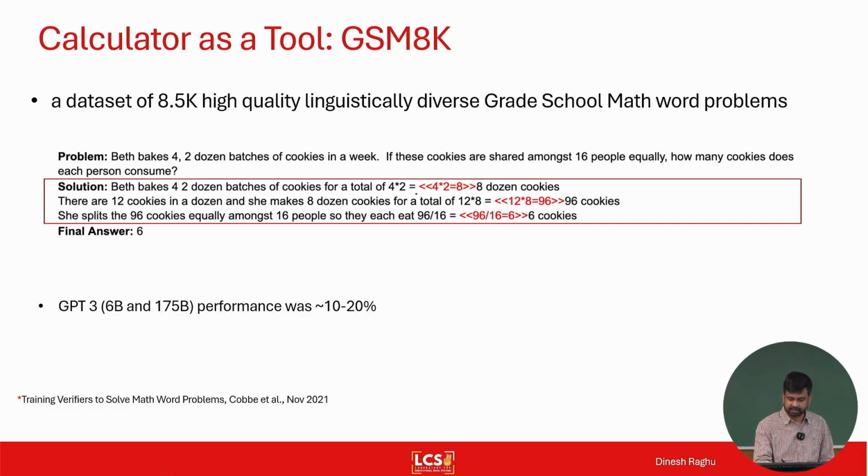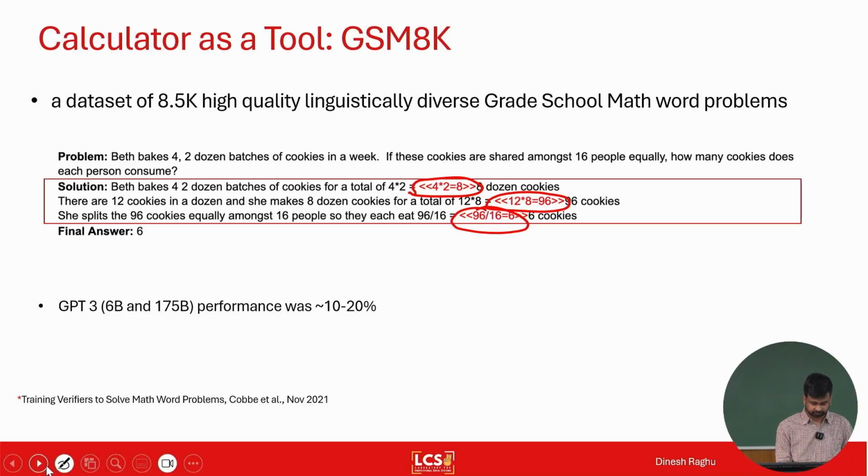So they basically annotated this part, right, which is, in order to get to 8 dozen cookies, and I have 4 and 2 in my input, so it's 4 into 2, which is equal to 8. And so they did all these annotations. So let's see where these annotations are useful and how they help the model get better.